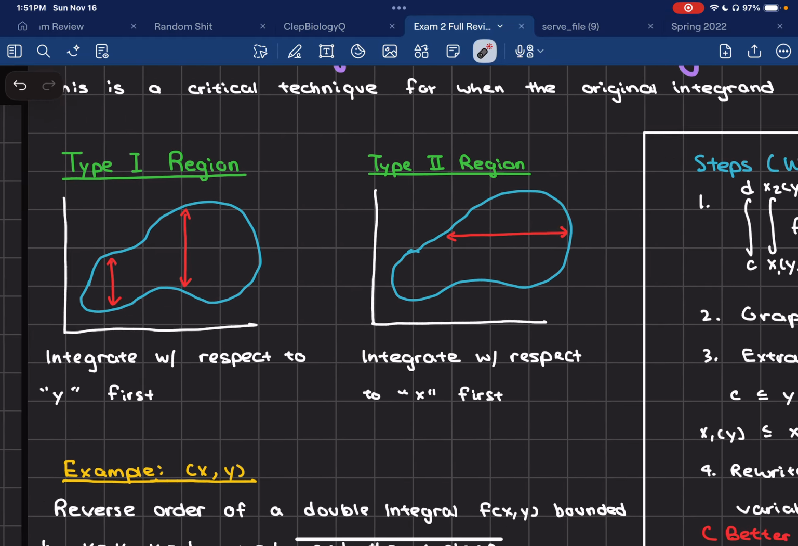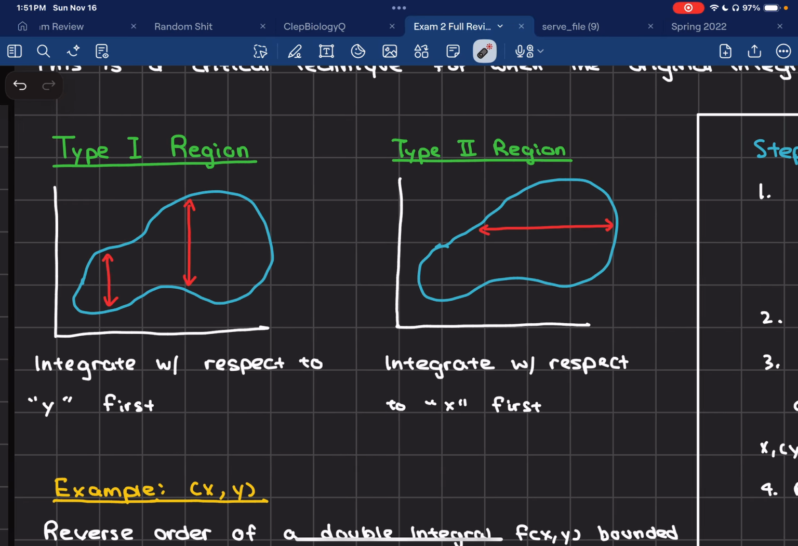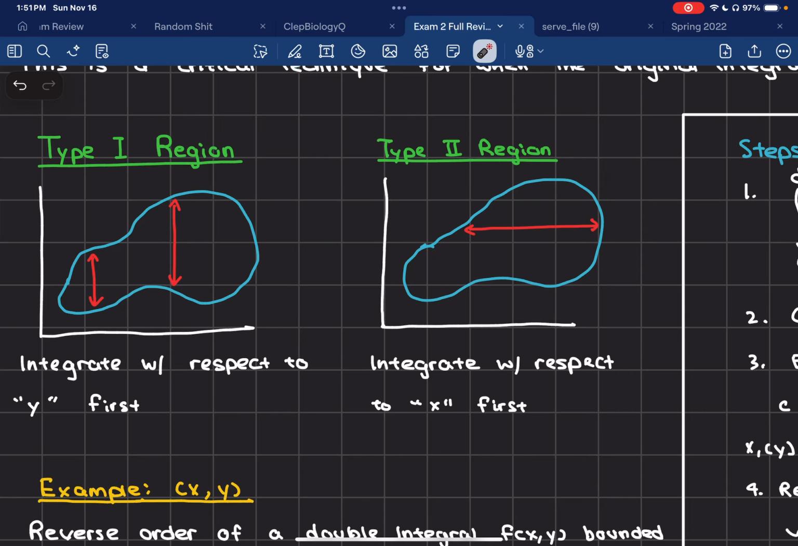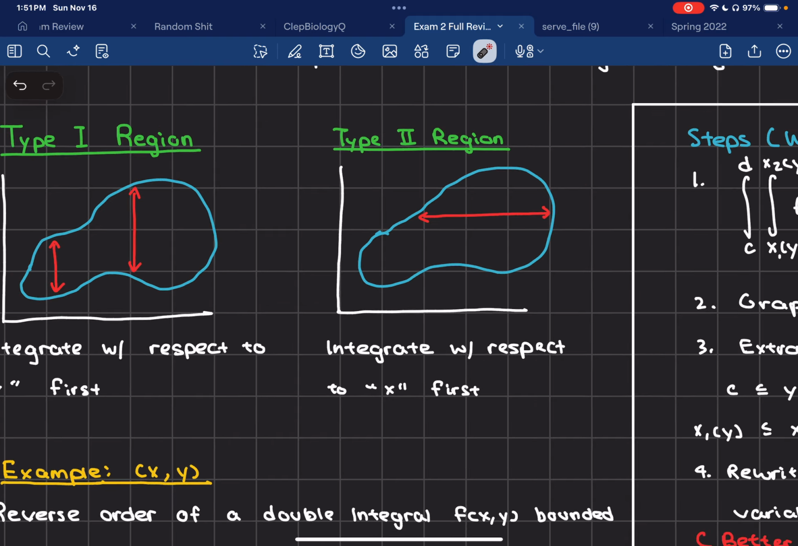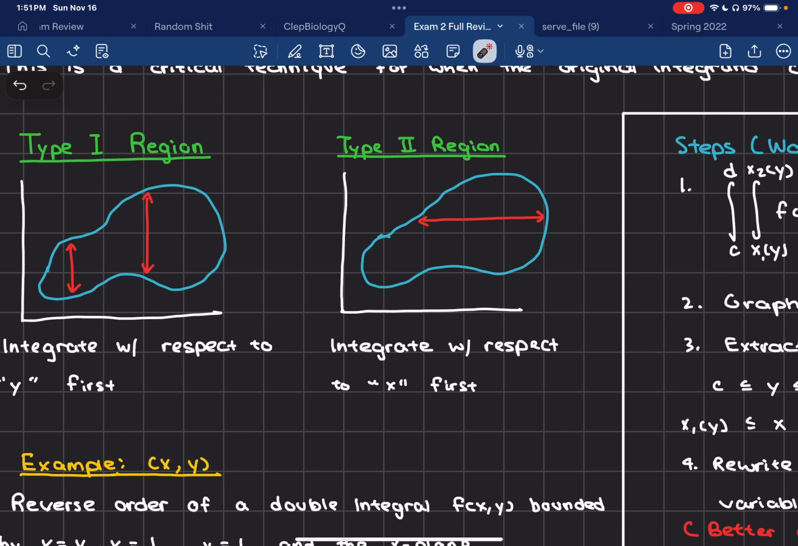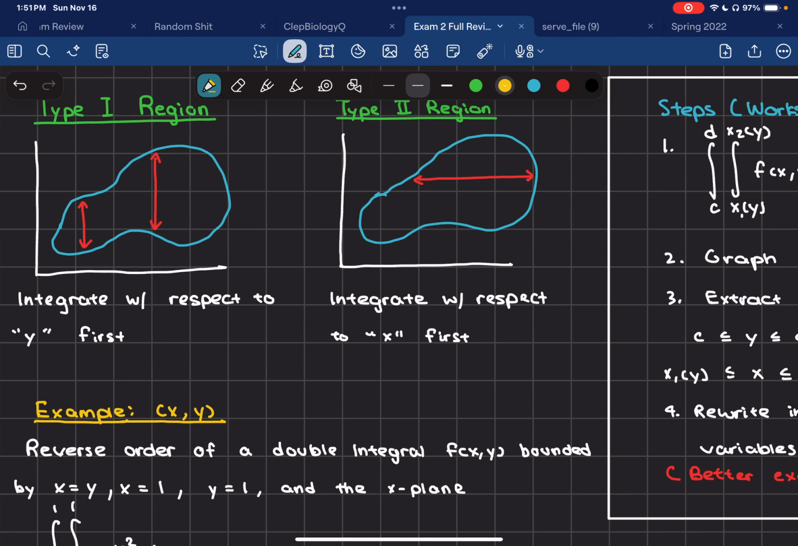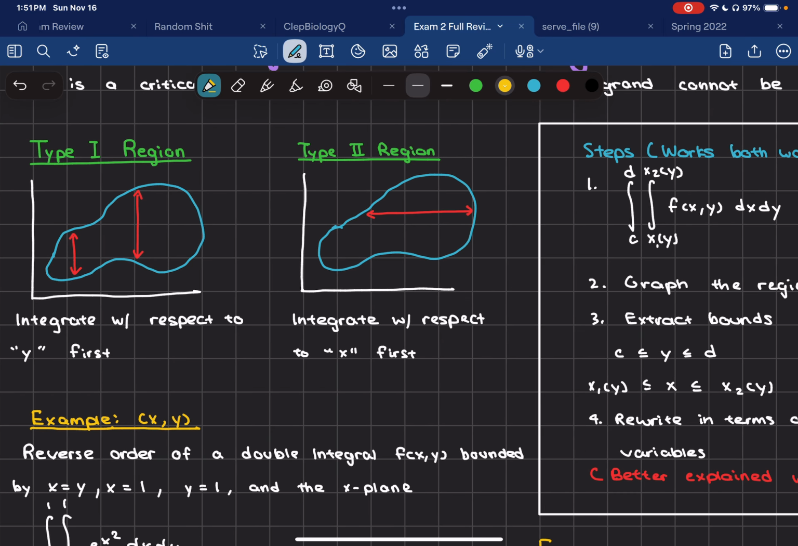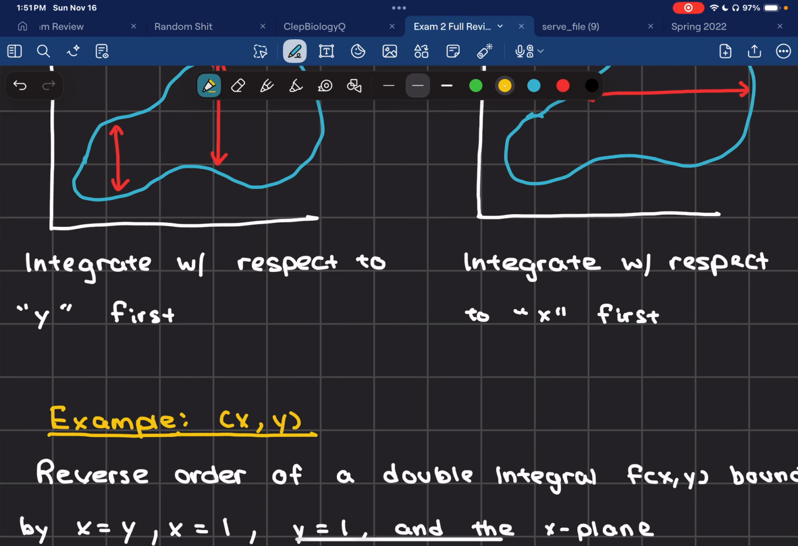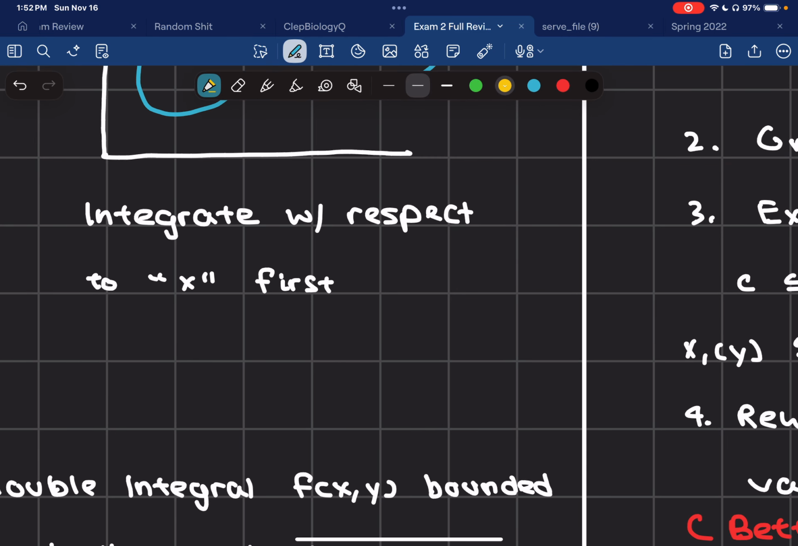So you're going to want to learn these two regions. This is a type 1 region, which means you integrate with respect to y first. You can see it goes down to up, down to up. But if you have a type 2 region, it goes left to right. So when you have a type 1 region, for example, since type 1 and type 2 regions are exclusive to double integrals, a type 1 region will be your dy dx, while your type 2 regions will be your dx dy.